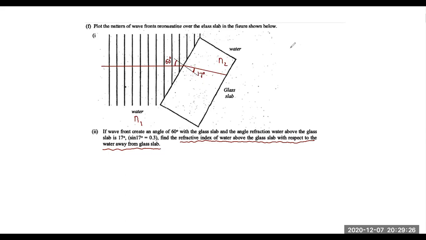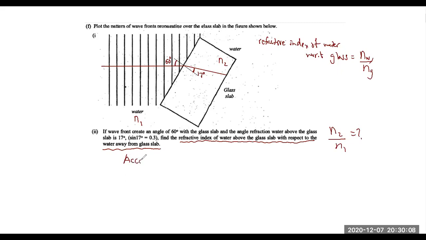Now, in light, we have learned like this. If they ask you to find the refractive index of water with respect to glass, you write the refractive index of water and divide it by the refractive index of glass. Whoever is with respect to, you write that down, and the other part comes up. So here, the refractive index of water above the glass slab with respect to the water away from the glass slab: therefore, you have to find N2 over N1. What is N2 over N1?